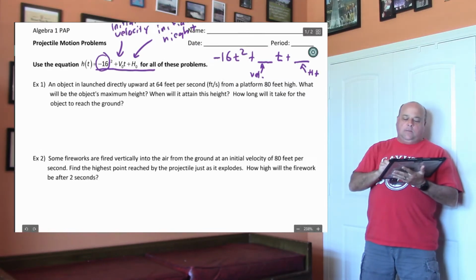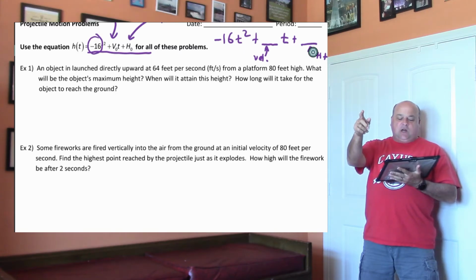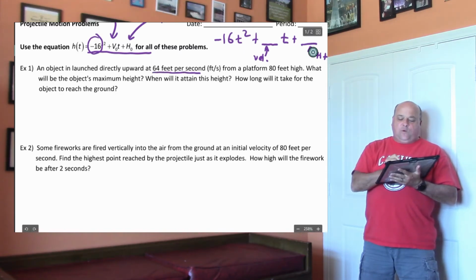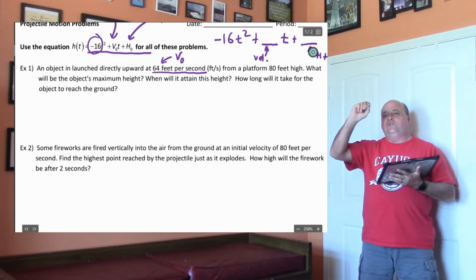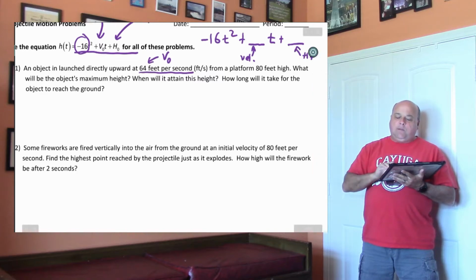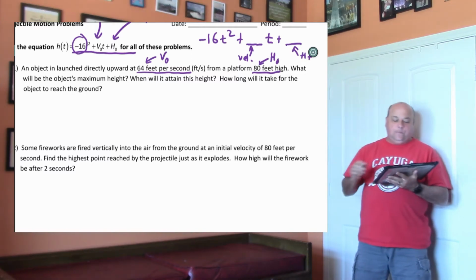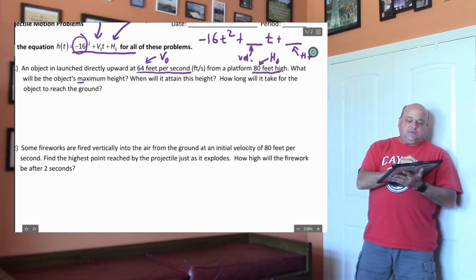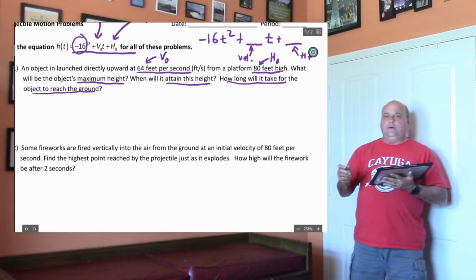So let's look at number 1. An object is launched directly upward at 64 feet per second. That is the initial velocity, or V0. The 0 stands for 0 seconds, okay? From a platform 80 feet high, that's my initial height, or the height at 0. What will the object's maximum height be? When will it attain this height? How long will it take for the object to reach the ground, okay?